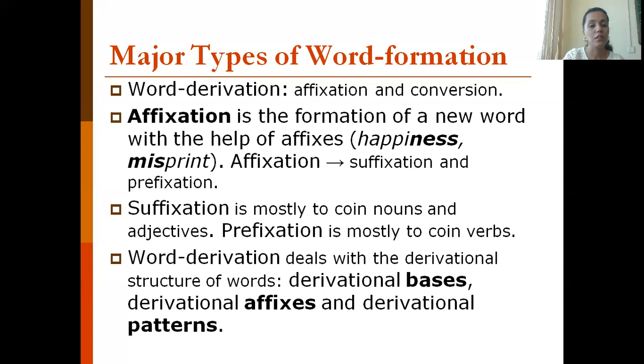Word derivation can be affixation and conversion. So what is affixation? Affixation is a formation of new word with the help of affixes. For example, happy, happiness. Print, misprint. Affixation is divided into suffixation and prefixation. So what is suffixation? Suffixation is mostly to coin nouns and adjectives. Prefixes mostly coin verbs or serve to coin verbs.